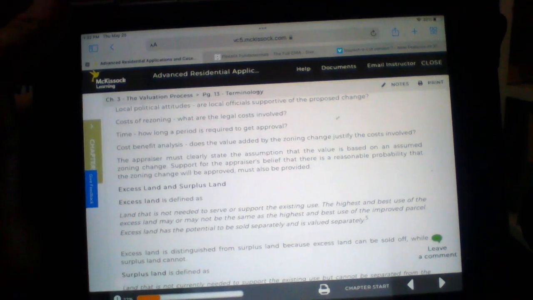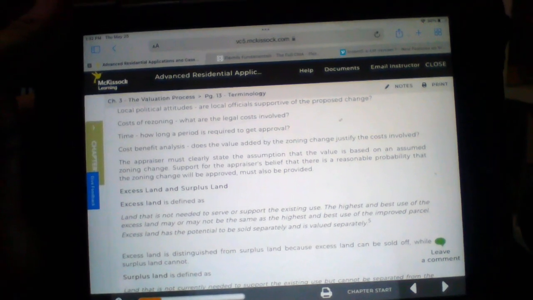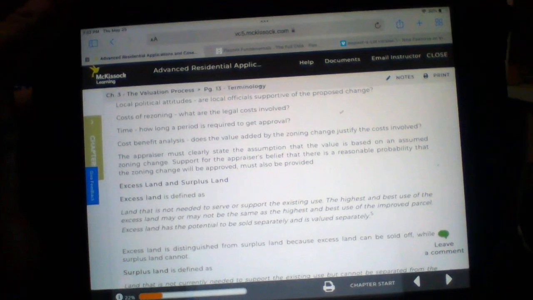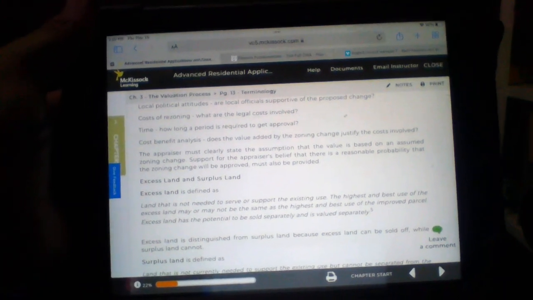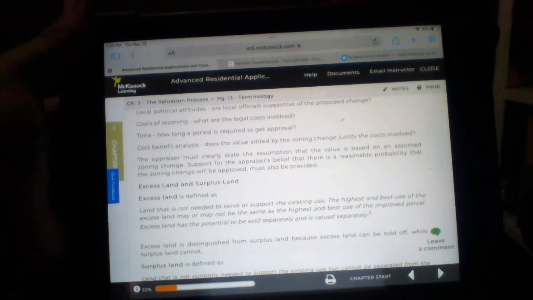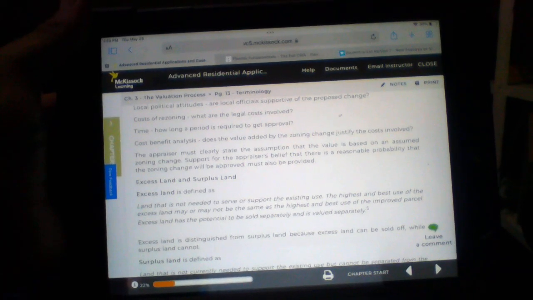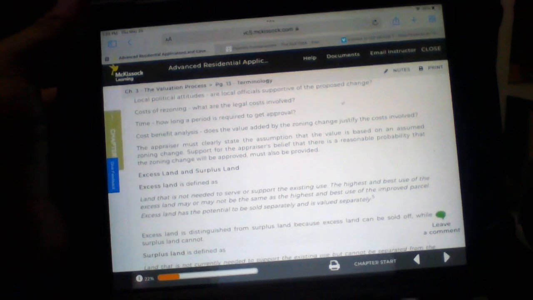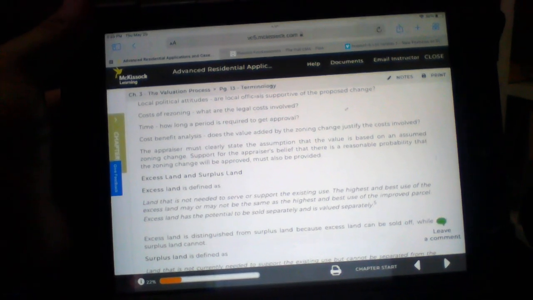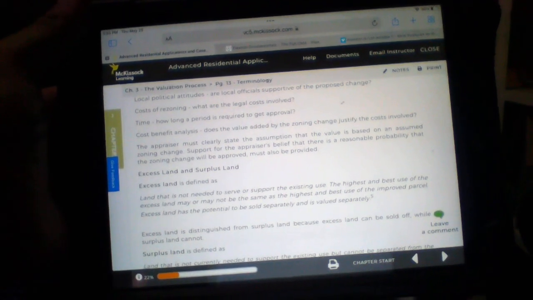The appraiser must clearly state the assumption that the value is based on an assumed zoning change. Support for the appraiser's belief that there is a reasonable probability the zoning change will be approved must also be provided.